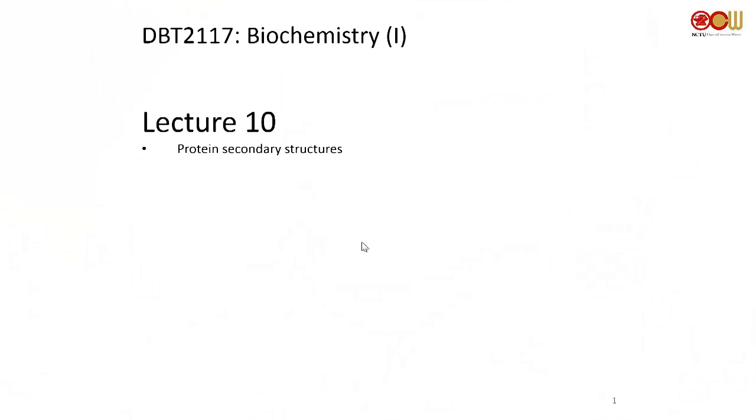We're going to take a look now at protein secondary structures. We talked about primary structure being sequence, and we talked about amino acid structures. Now again, you don't have to memorize the amino acid structures, but you do have to know the names of the amino acids and what their properties are.